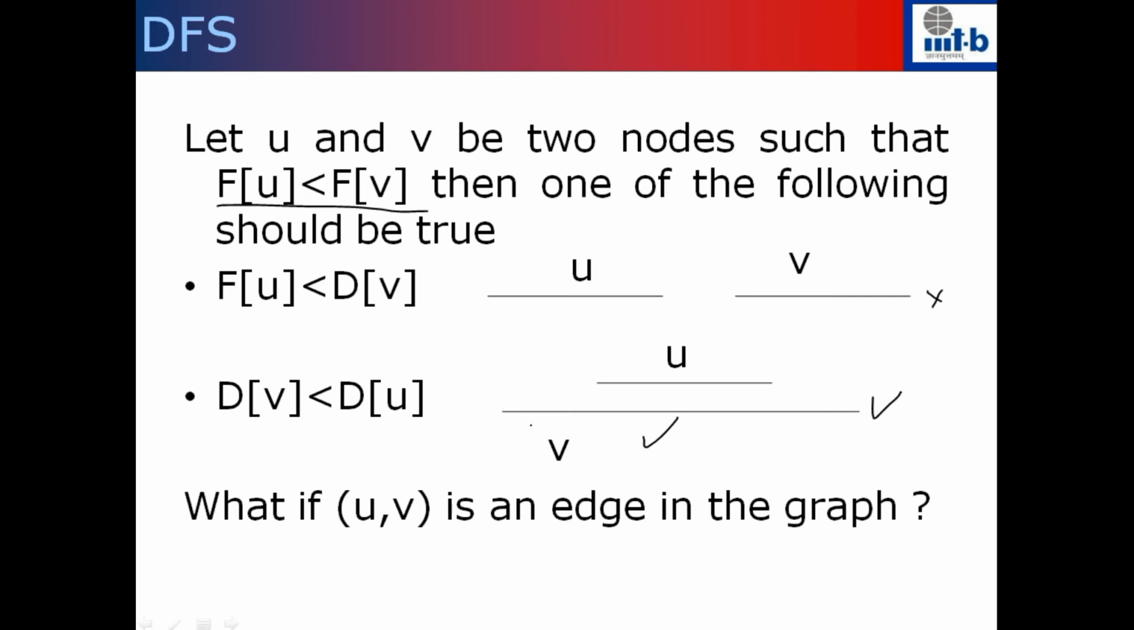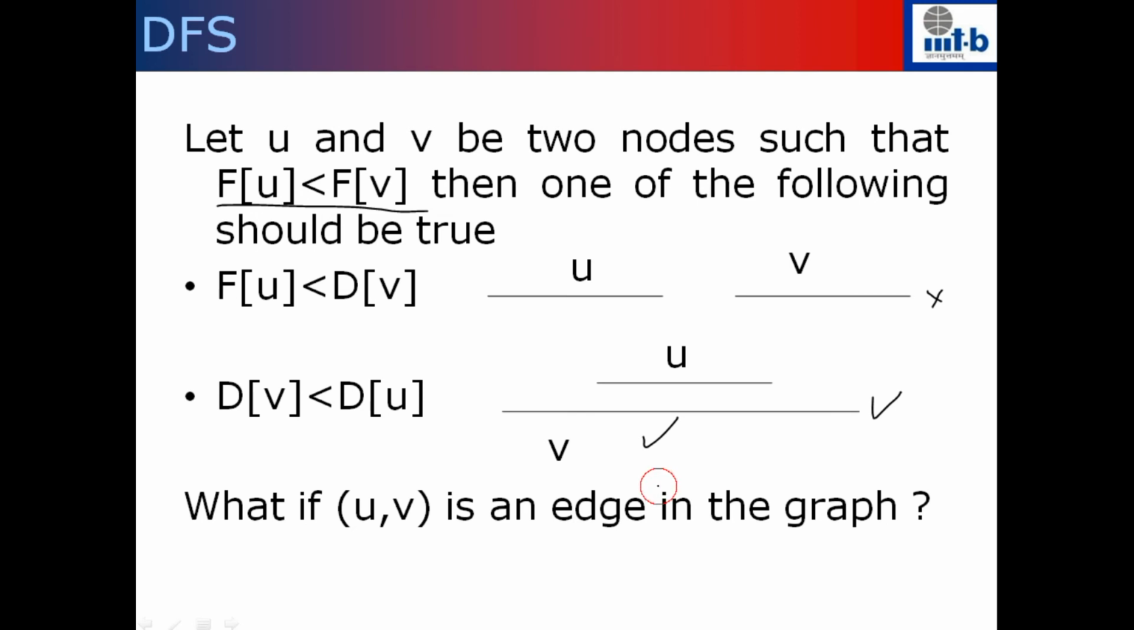So what we are saying is that if you come across an edge u comma v, such that the finish time of the endpoint vertex v is greater than the finish time of the starting point of the edge, right? Then the vertex v should be the ancestor of the vertex u. In other words, the interval corresponding to u should be sitting inside the interval corresponding to v.